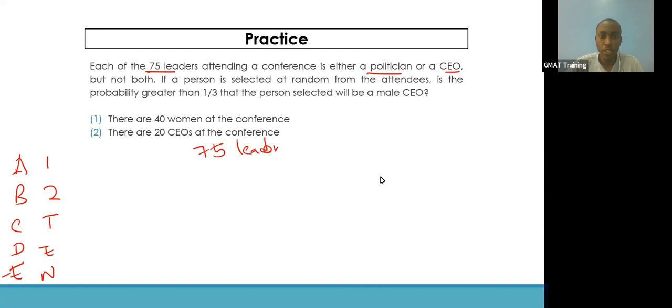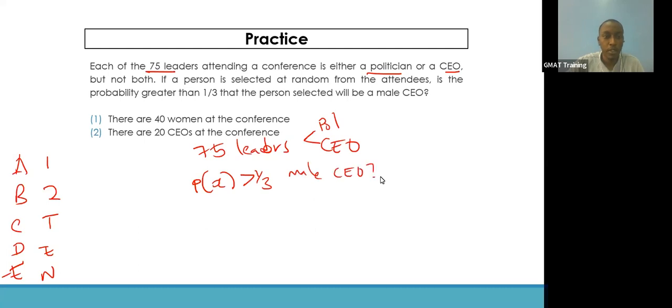And they can be a politician or a CEO, but not both. We have a politician and a CEO. So if a person is selected at random from the attendees, is the probability of that person being selected, say person X, greater than a third that this person will be a male CEO? Okay, so let's go into the statements.